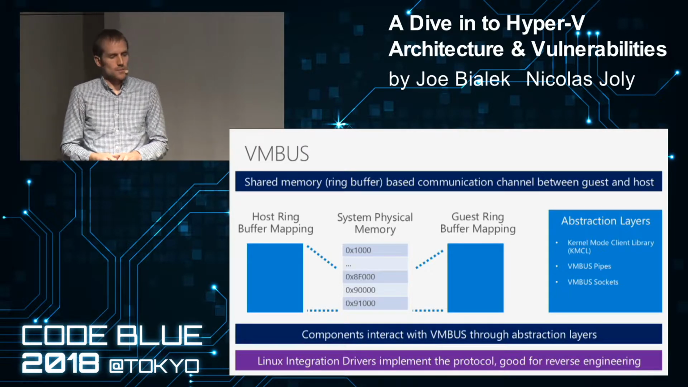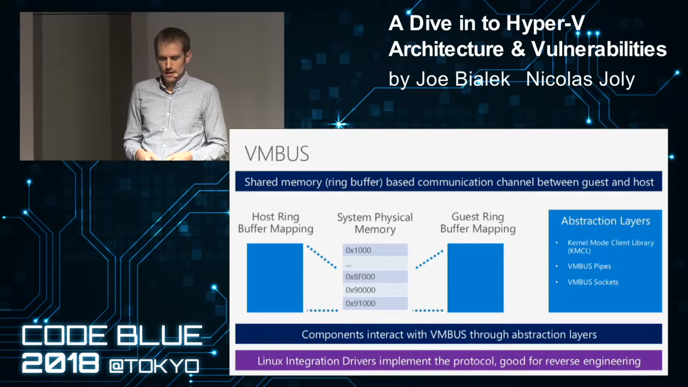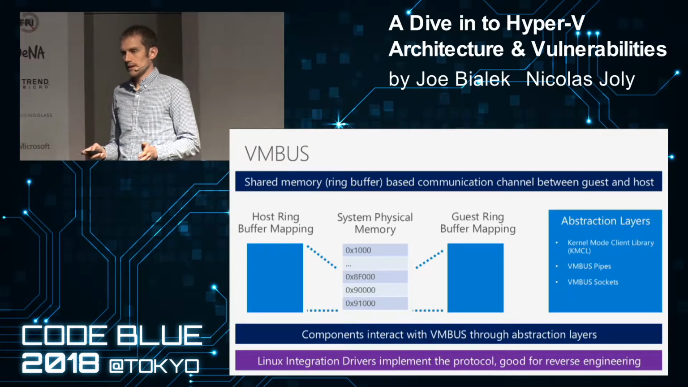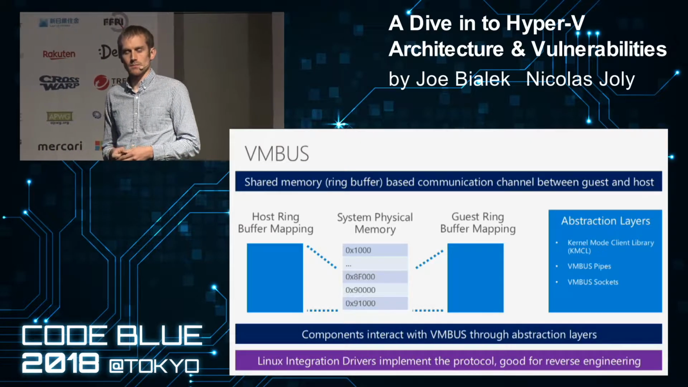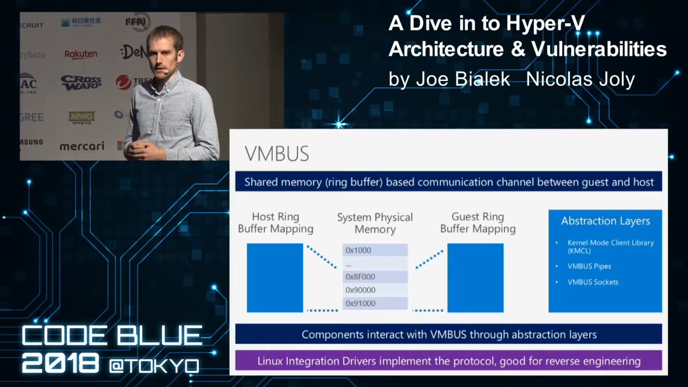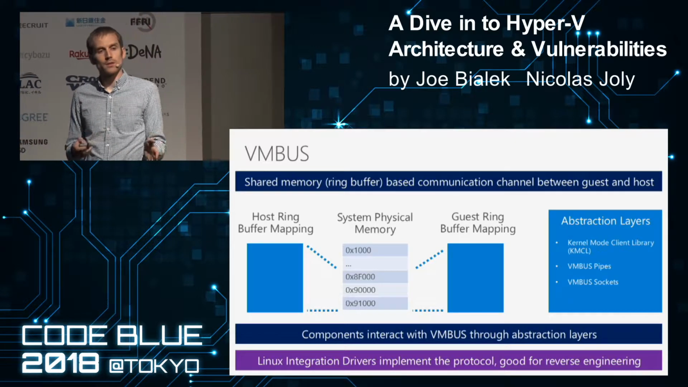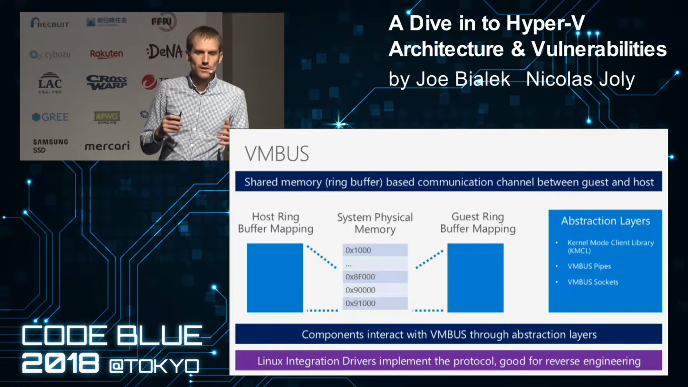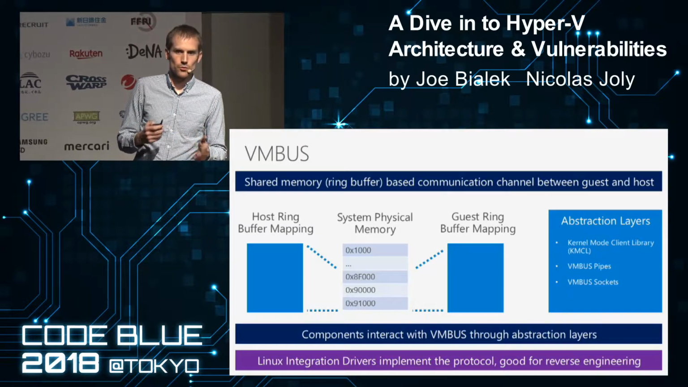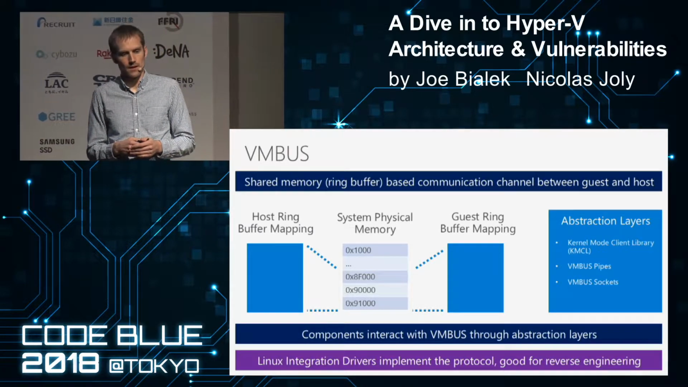Okay, so let's talk about the VM bus just a little bit. VM bus is a super high-speed communication channel between the guests and the hosts, and it works using shared memory. Now, the host never actually interacts with the VM bus directly. It always interacts with the VM bus through abstraction layers.